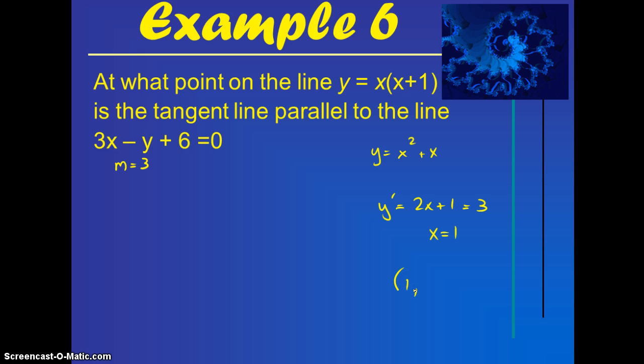If I really want a y value to be able to end this problem, I need to take this 1 and go back to the original equation to get a y value. 1 squared plus 1 is going to be 2. So the coordinate that has all those characteristics is (1, 2).